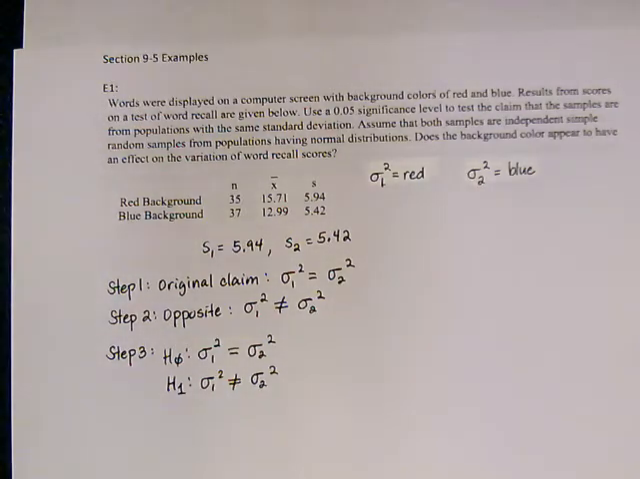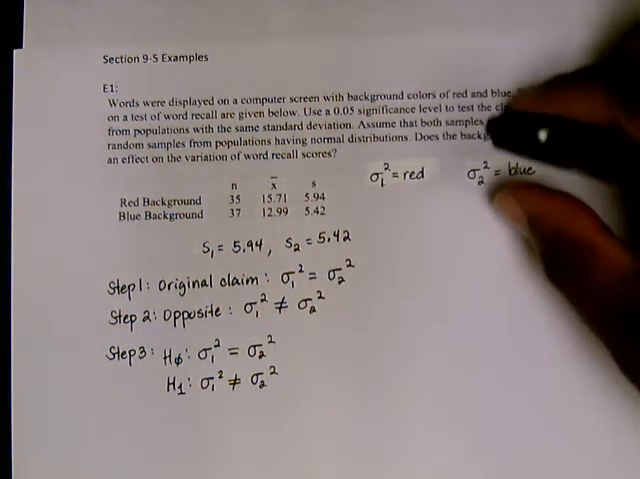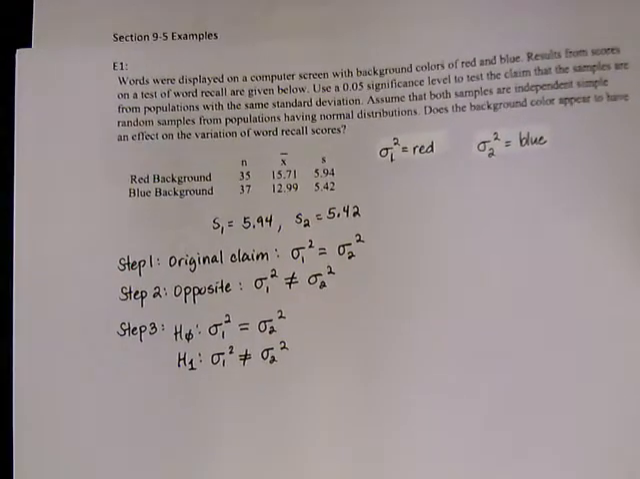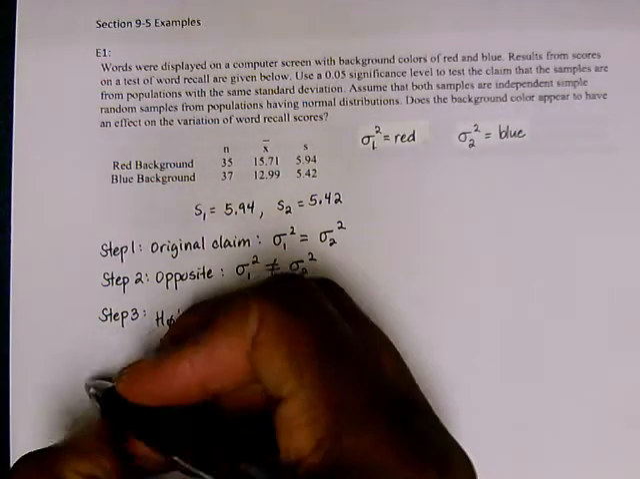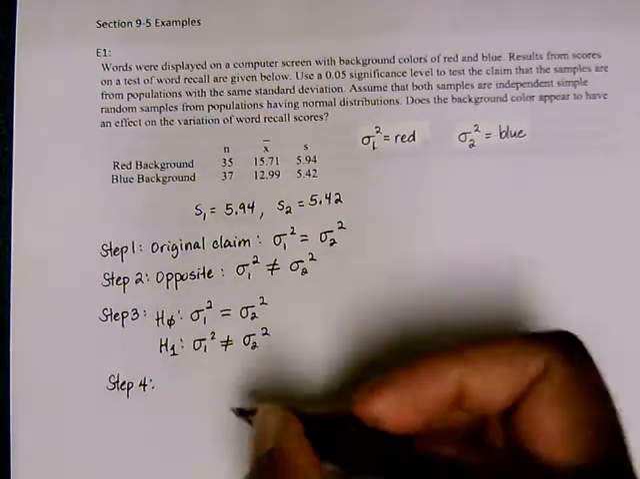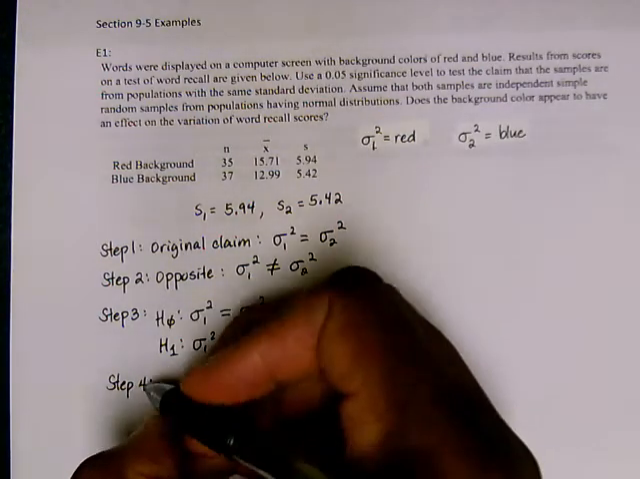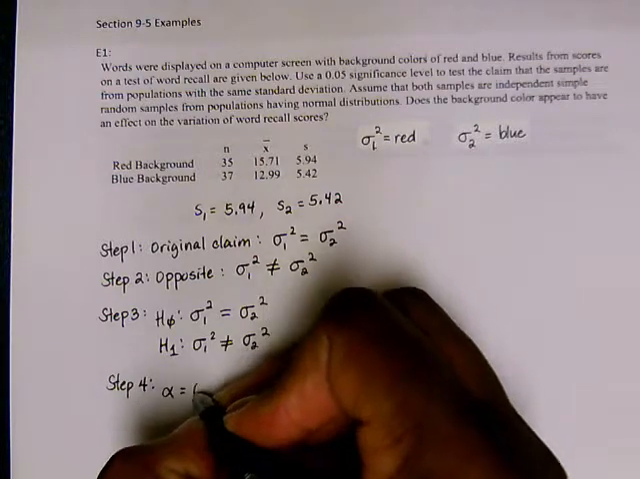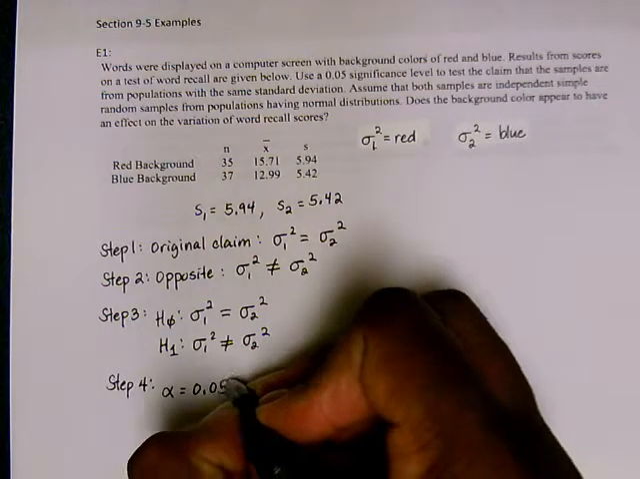Now again, if you're not familiar with that 8-step hypothesis testing procedure, you might want to refer to the video for section 8-2 that talks about the basics of hypothesis testing. And that's where I introduced that 8-step procedure for hypothesis testing. Alright, step number 4 is the level of significance. Now we're using a 0.05 significance level. So alpha is equal to 0.05.